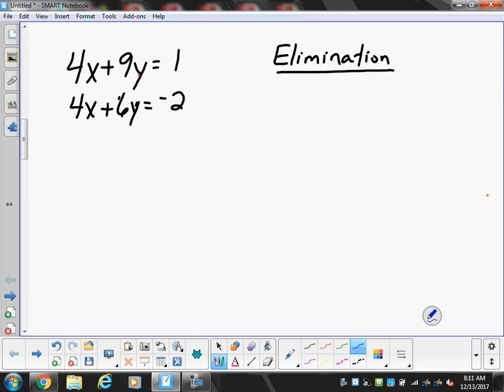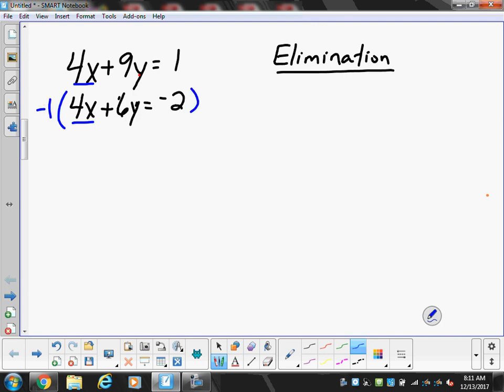So if one of them is a positive, the other one needs to be a negative, but they need to be the same number. So in our problem, we have the same number on the x's. We have 4x in the first one and 4x in the second one. But like I just said, one of them needs to be a negative.